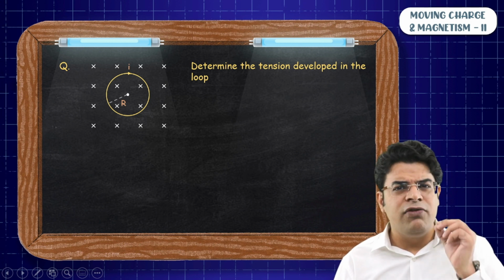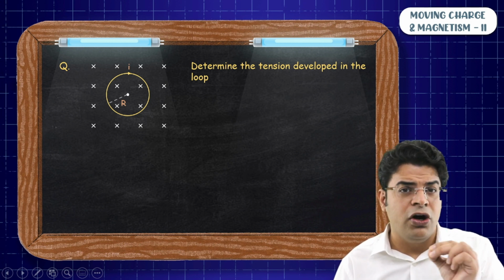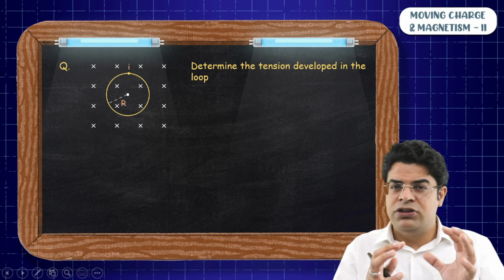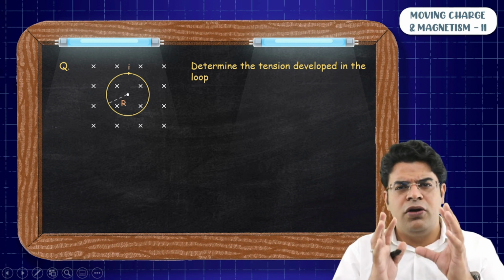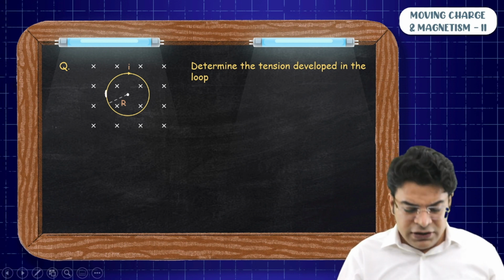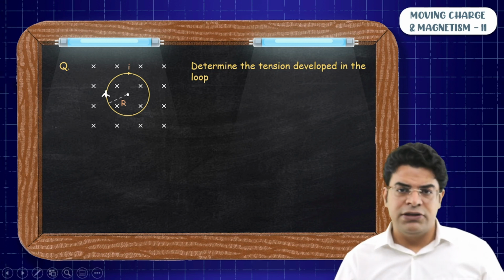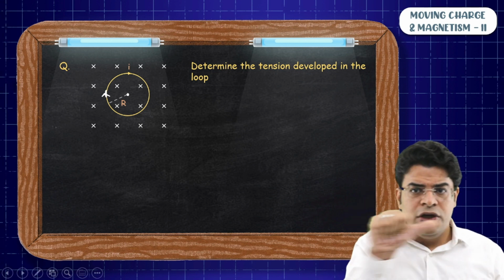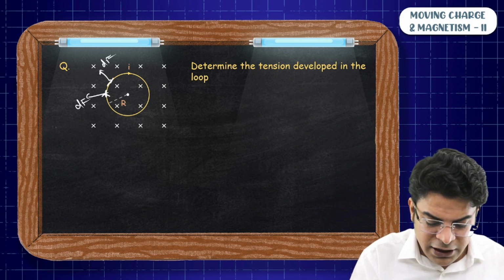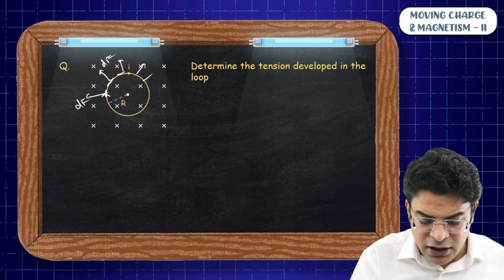So why will there be a tension developed in the loop? Because this magnetic field tries to expand the loop. Sir, how can you say? Look at one small part of the loop. Let's say I focus on this small part. For this small part, the current is here, so dl is here. So dl cross B, you get the force to be radially outward, dF. Similarly, on this small part, you will get radially outward dF. On each small part, you will get a radially outward force.